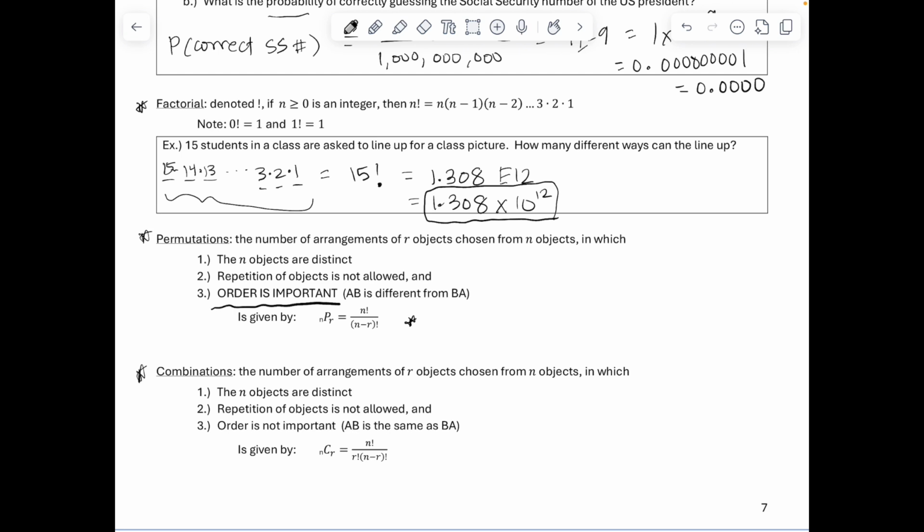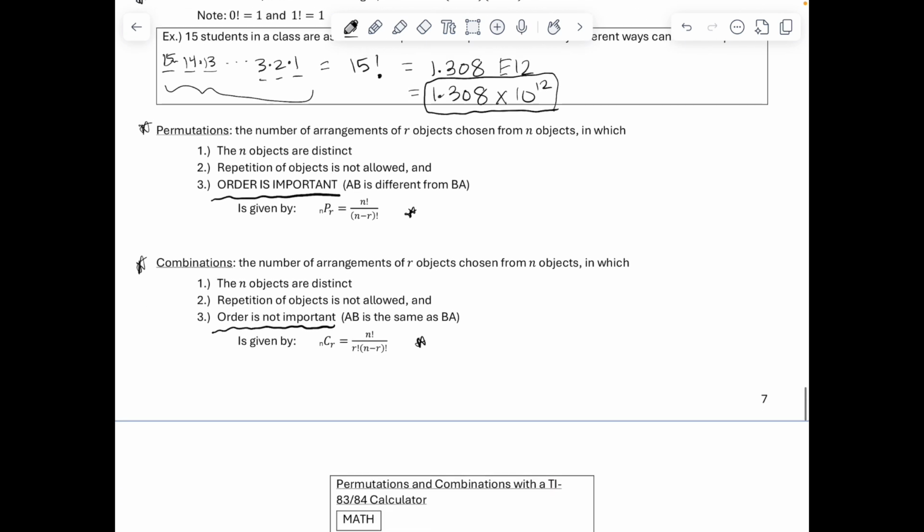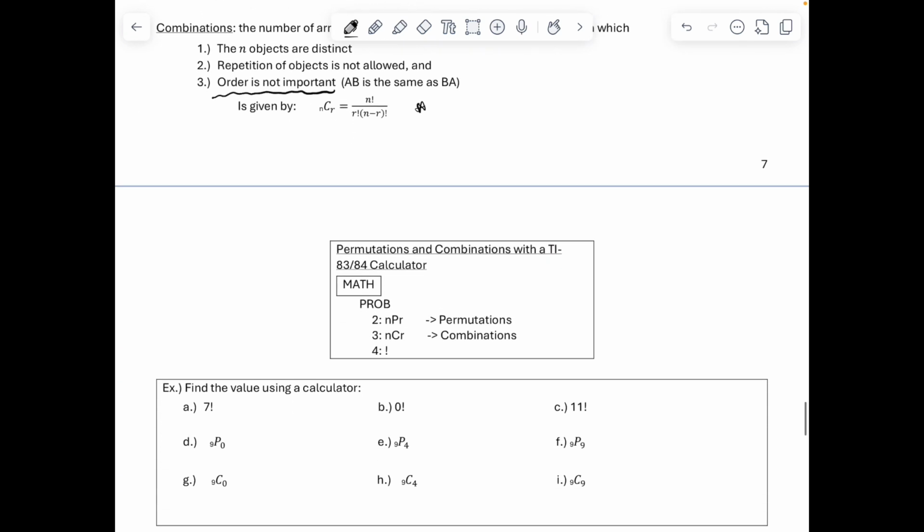The next definition we have is combinations. This is the number of arrangements of R objects chosen from N objects in which the N objects are distinct, repetition of objects is not allowed, and for this one, order is not important. So this means AB is the same as BA. And we have a formula also here that we will not be using. Instead, we will be using the graphing calculator, and the steps are on the next page.